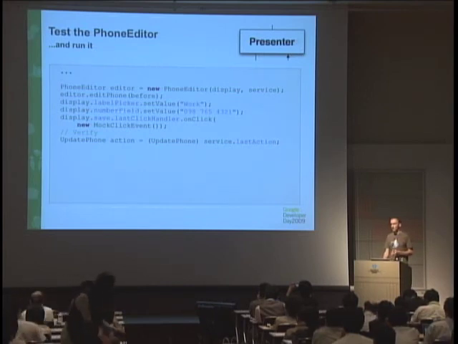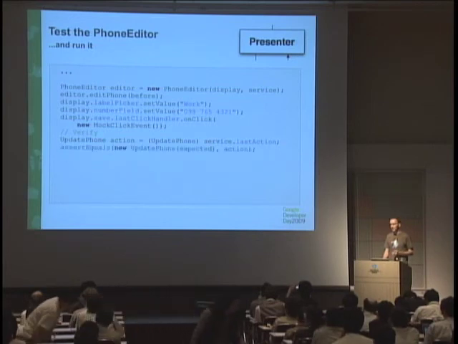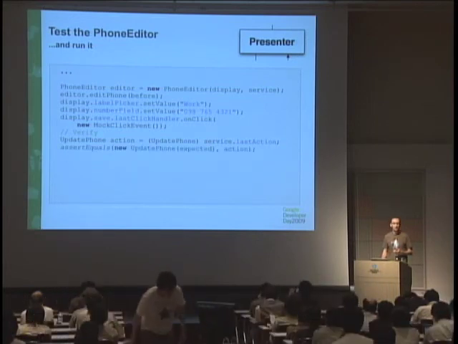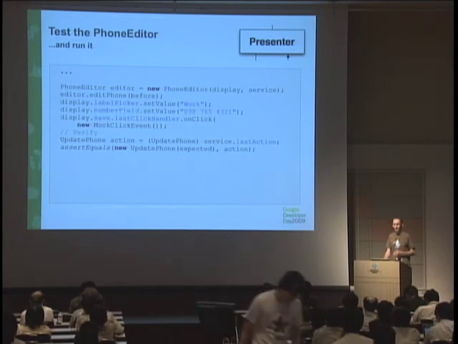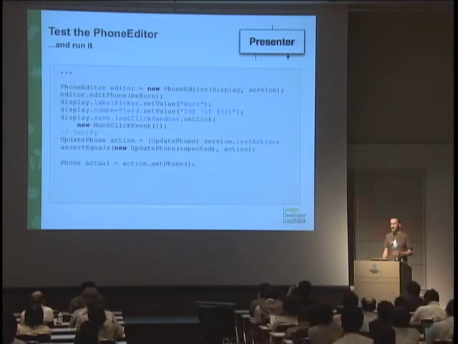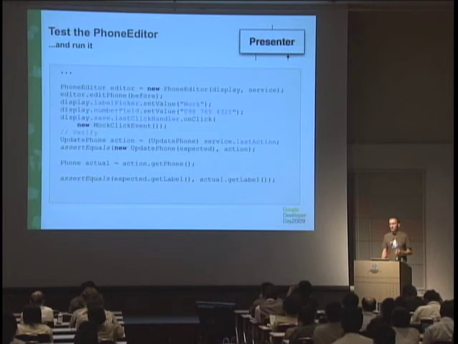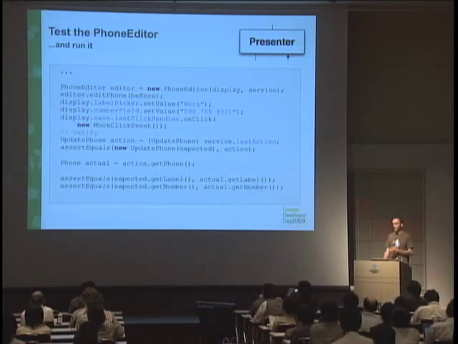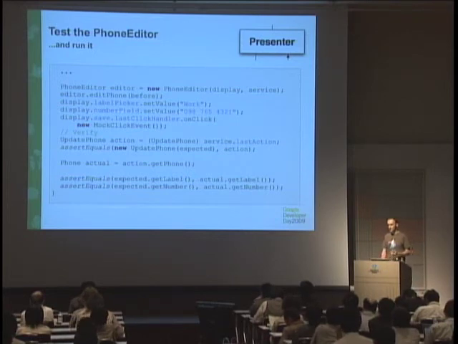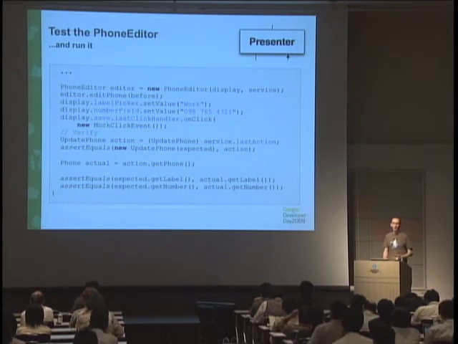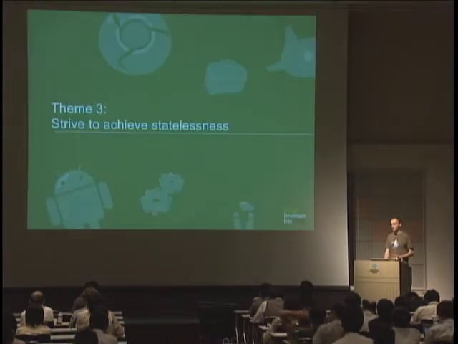We look up the last action, and we create a new action and compare the two to make sure things are as we expected. We get the actual phone number, and we make sure it's equal to the expected phone number. And we get the last label and phone number. And if either of these things are not true, then our unit test will fail and show us that we've created an error. So this is kind of the payoff. And this will run very quickly because these mocks are very small Java objects that will run very quickly.